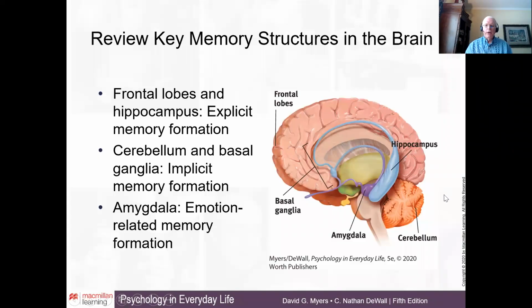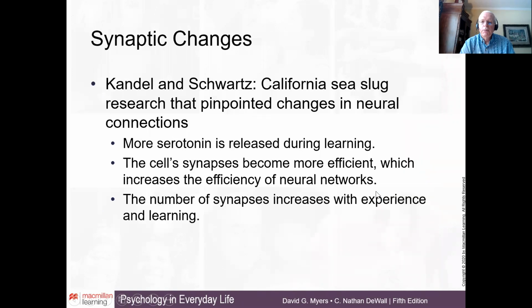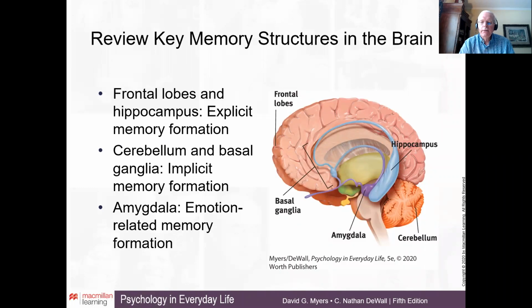In this picture of the brain, we can see some of the structures that we've been talking about. In the case of explicit memory, one of the things we said is that the hippocampus is like a loading dock where memories temporarily reside. And through this process of memory consolidation, they are then eventually sent on to the cortex and the frontal lobes of the brain, where they are stored in long-term memory.